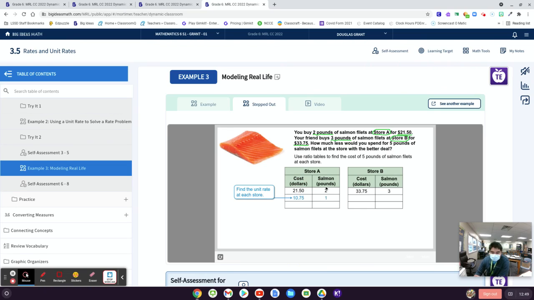Well, we're going to take 2 divided by 2 to get 1. And we do the same thing here. So $21.50 divided by 2 gives us $10.75. What is the unit rate for store B?